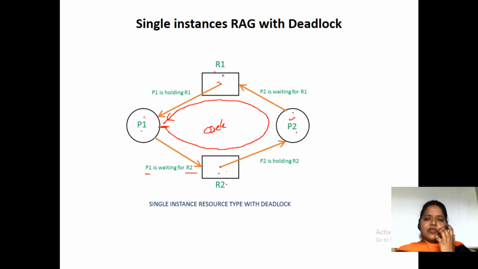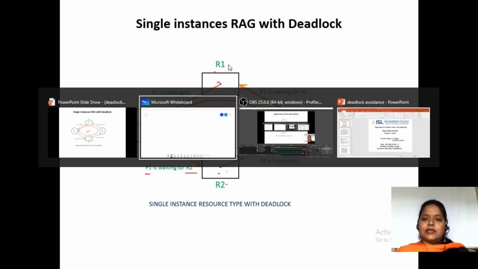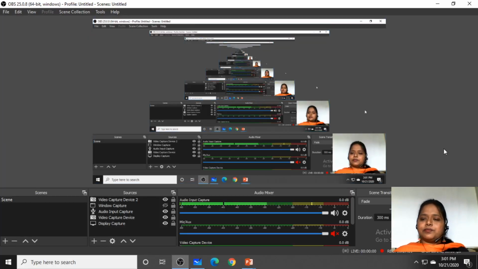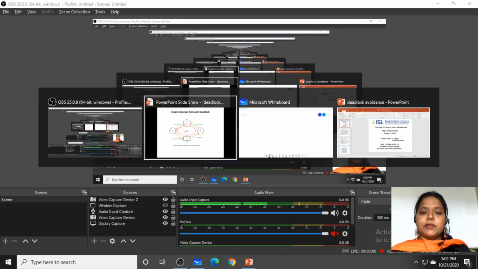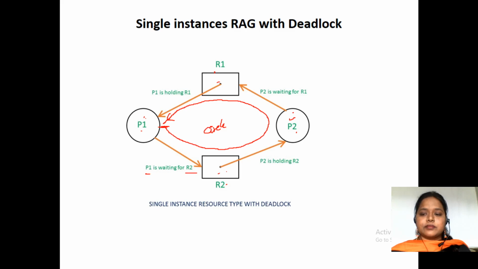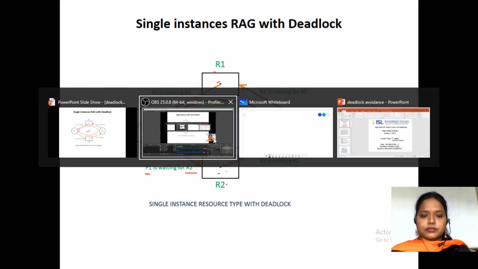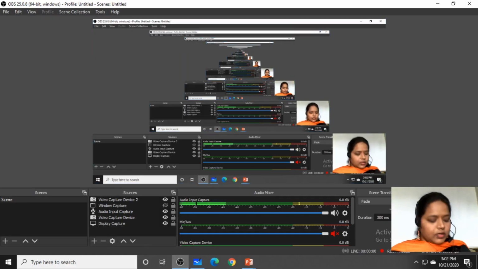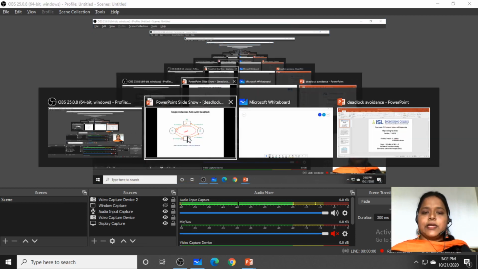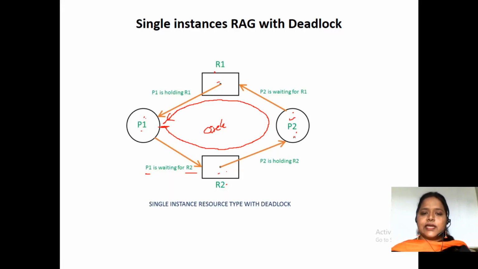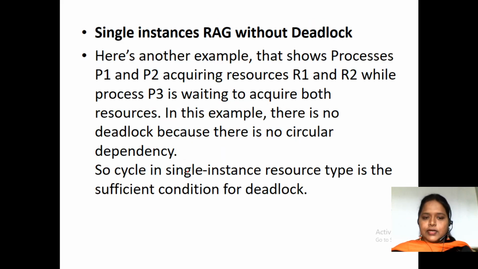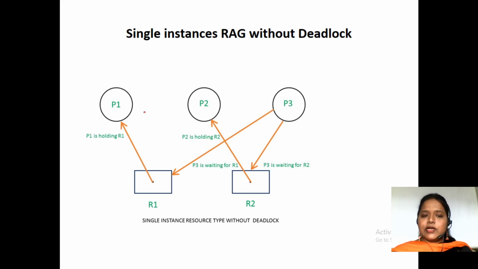So when we form a circle, then we can say that the system is going to have a deadlock situation. By seeing this only we can say that a deadlock has occurred. If you have a circle, it means a deadlock has occurred. So now we will see single instance without deadlock.